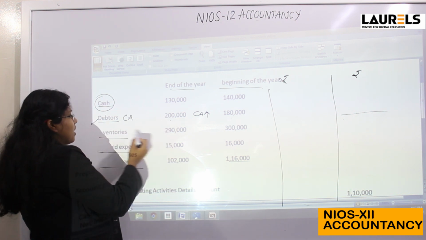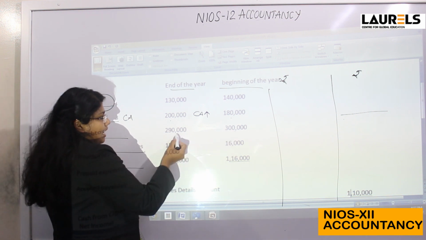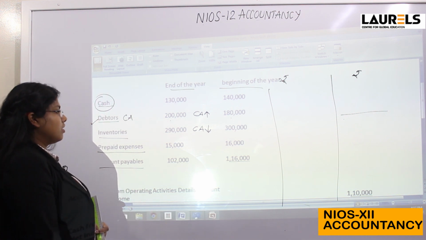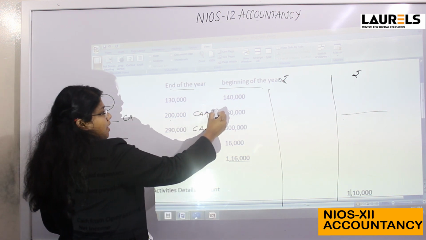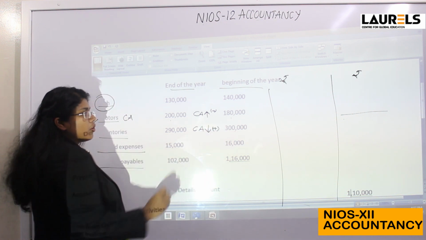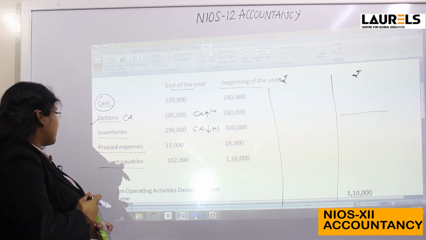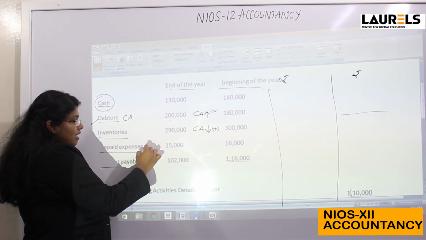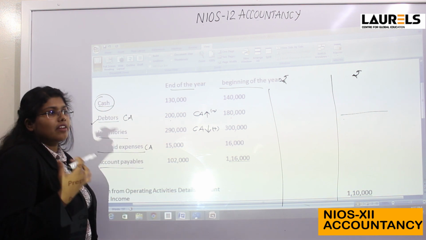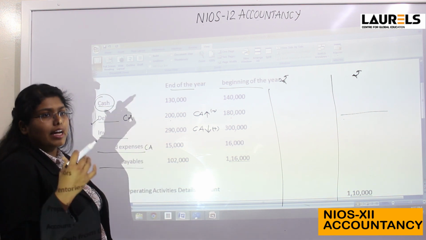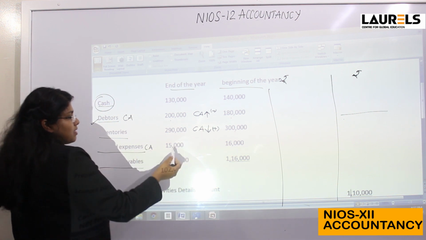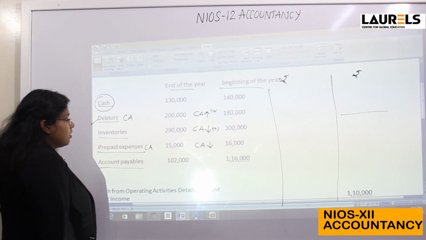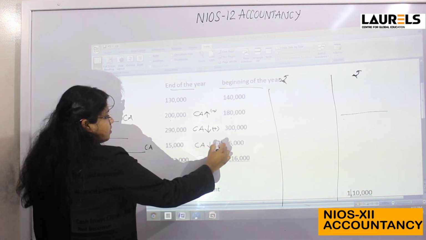Okay. Then what do we have? Inventories. Our inventories were 3,00,000. It has reduced to 2,90,000. So our current assets have decreased. So this is a minus, this is a plus. Here itself if you do, you can just directly take it and put it into your statement. Then we have prepaid expenses. What are prepaid expenses? Prepaid expenses are again current assets. They are expenses that you have paid beforehand, before the actual time has come. So prepaid expenses have decreased, which means you will add it again.